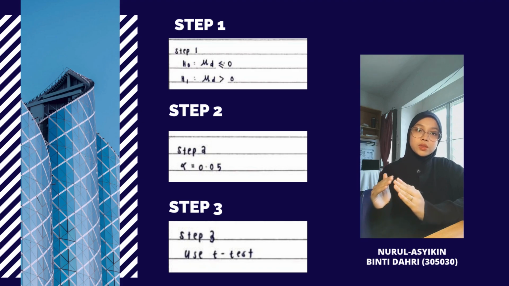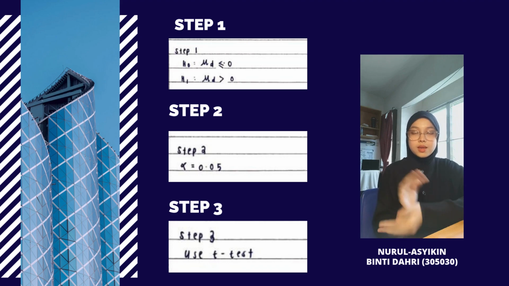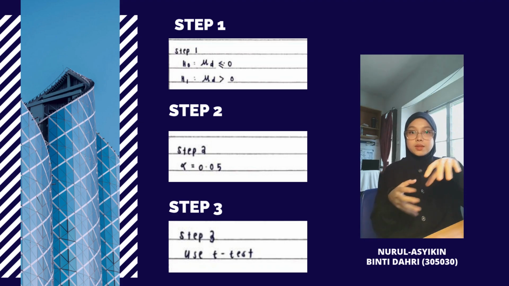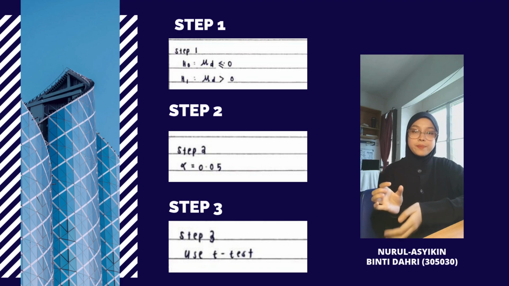Alright, so we are going to use a 5-step hypothesis. For step 1, our null hypothesis H0 is stat less than or equal to 0, and the alternative hypothesis H1 is more than 0. Moving to step 2, set alpha equal to 0.05. We get it from the significance level stated in the question. And for step 3, we use a t-test.